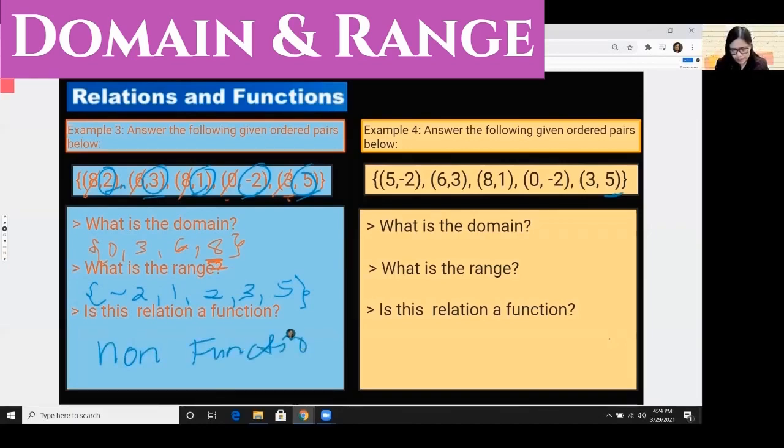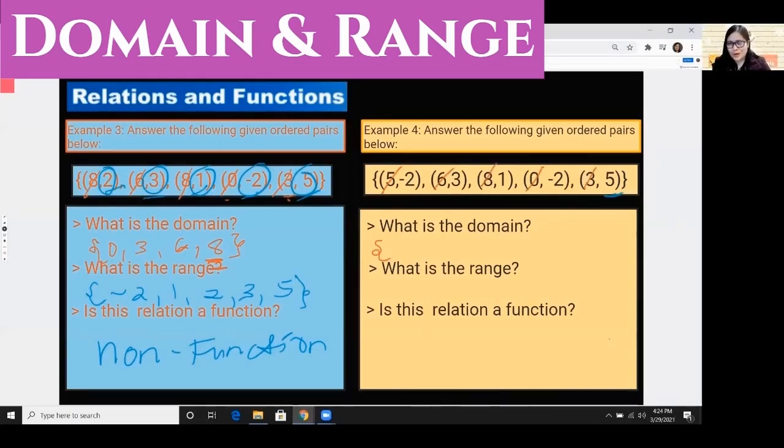Okay. So it is a non-function because it chooses the positive 8 twice on the domain. Got it? Okay, so let's proceed to example number 4. For example number 4, we're going to use the red font for the domain. Again, let us highlight the domain first.